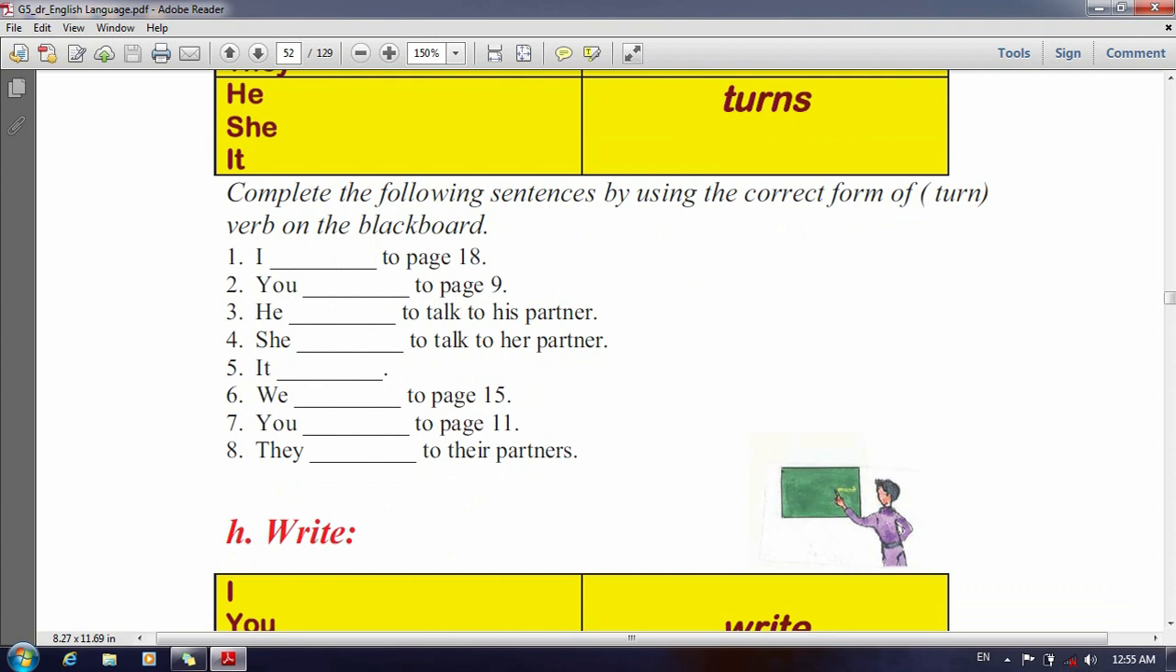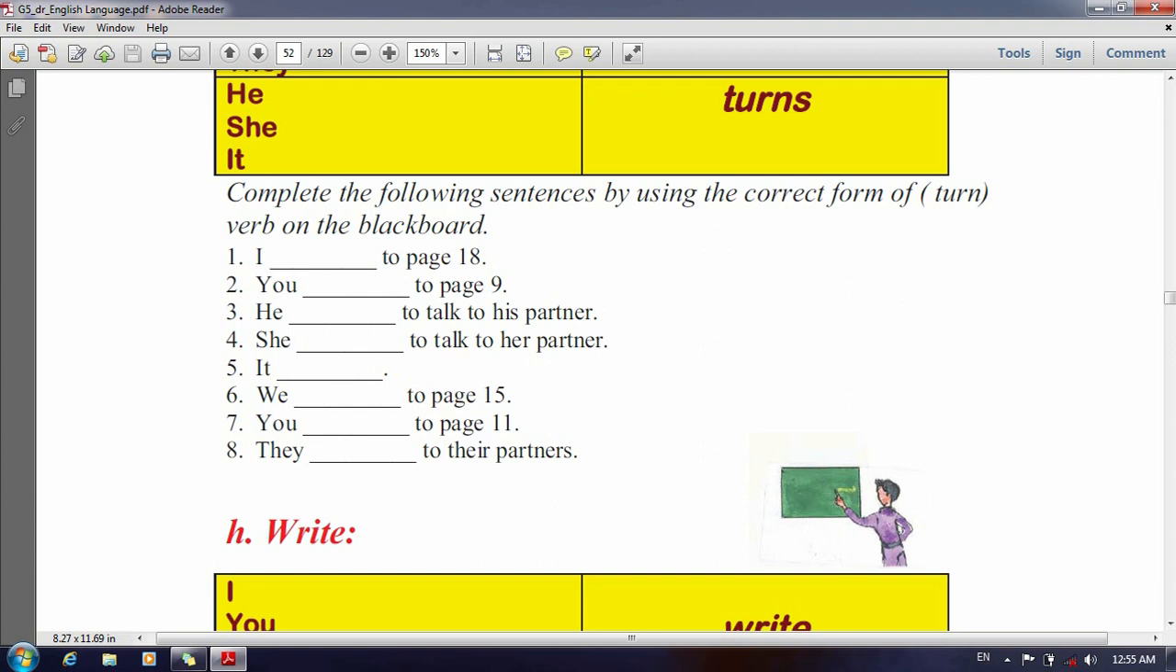Turn on to page 9. He turned to talk to his partner. She turns to talk to her partner. He turned. We turn to page 15.